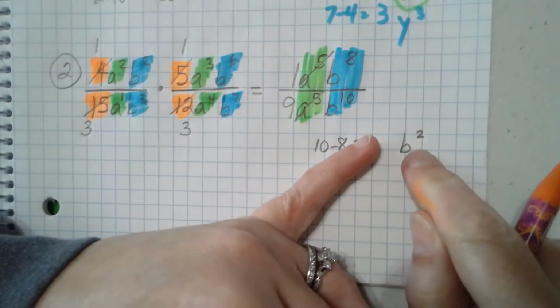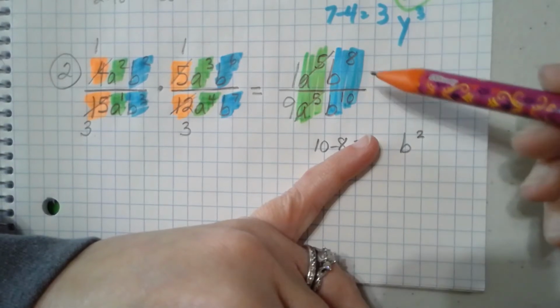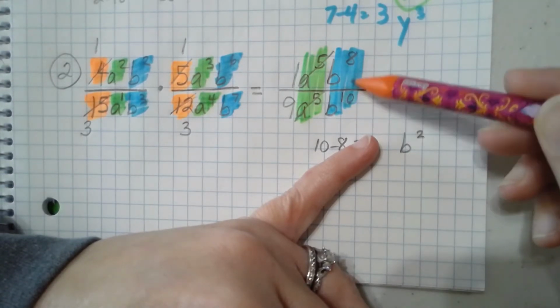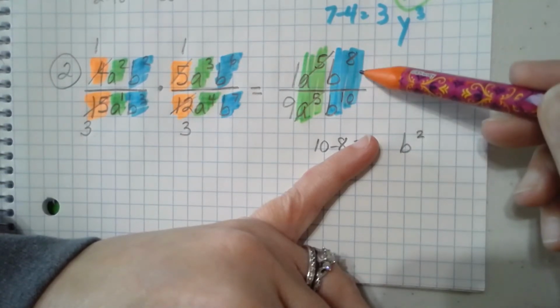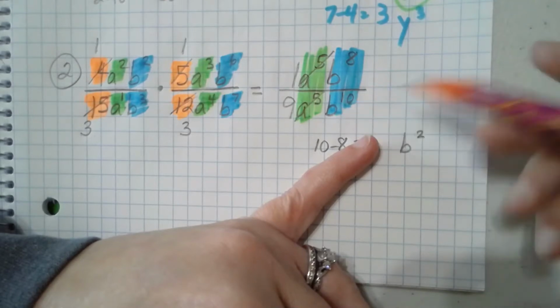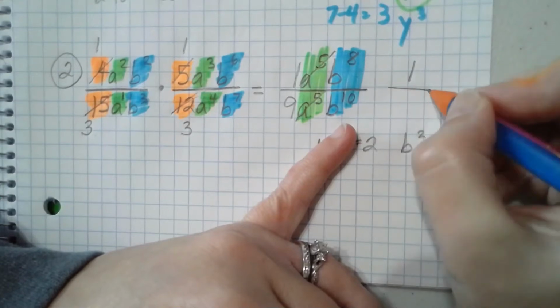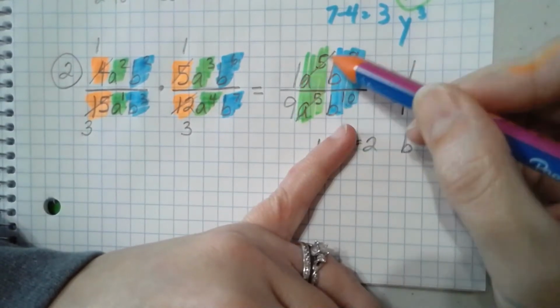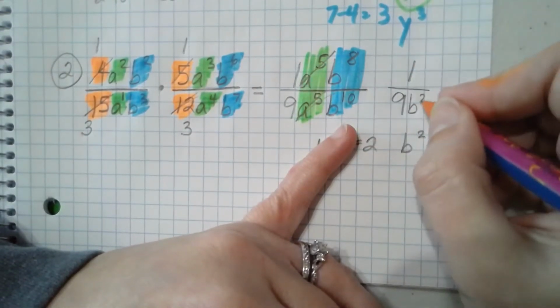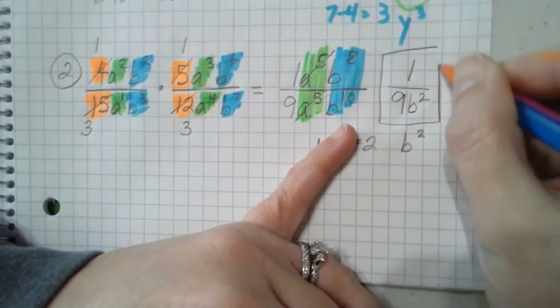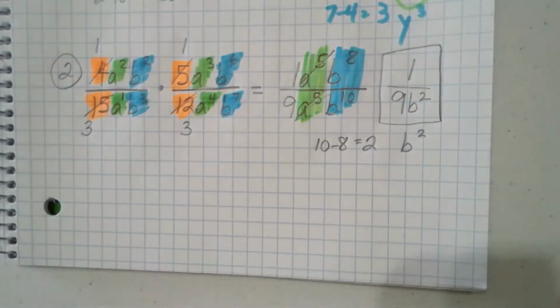We're going to have 2 b's. Are they going to go on the top or the bottom? Where were there more to start with? There were more down here on the bottom. So we're going to bring this b squared down to the bottom. So we're going to have 1 over 9 from the front. The a's went away, and we've got b squared left on the bottom. Awesome.